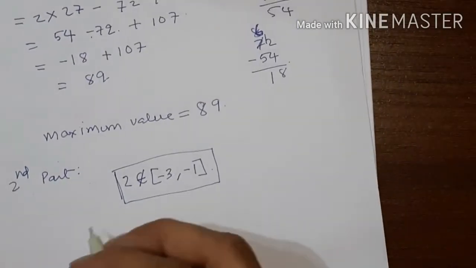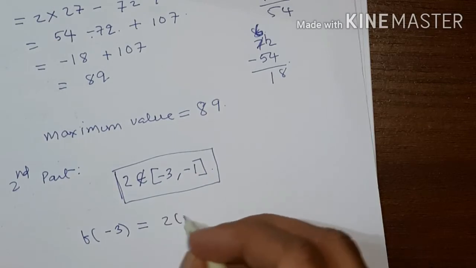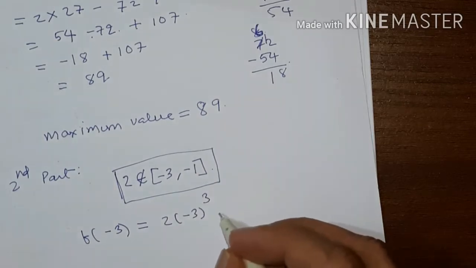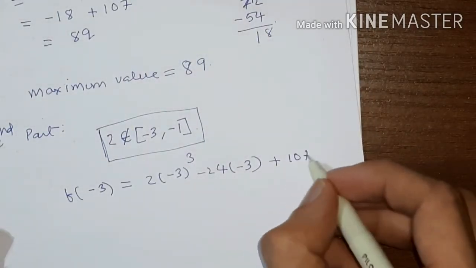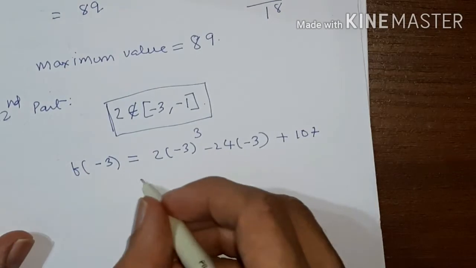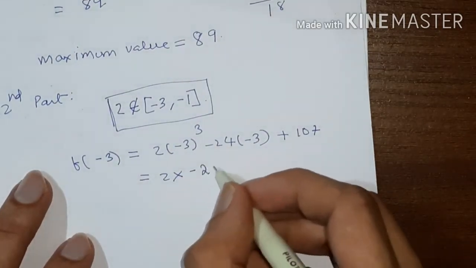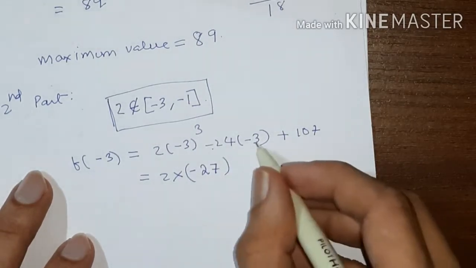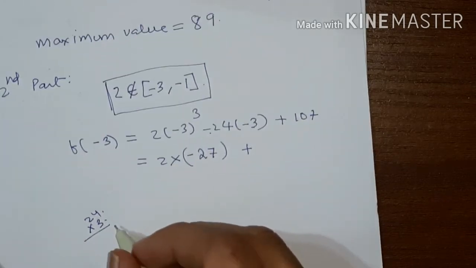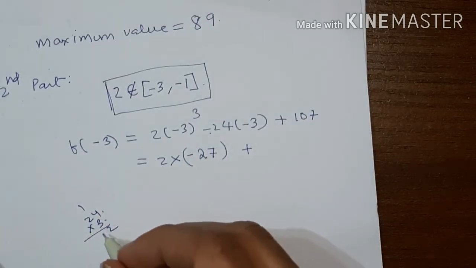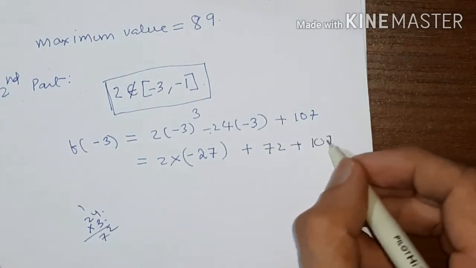So f of minus 3 is 2 times minus 3 cube, minus 24 multiplied by minus 3, plus 107. Okay, so 2 times minus 3 cube is nothing but minus 54, and minus minus plus 24 multiplied by 3 is what? 4 3s are 12, 3 2s are 6, so 72, plus 107.